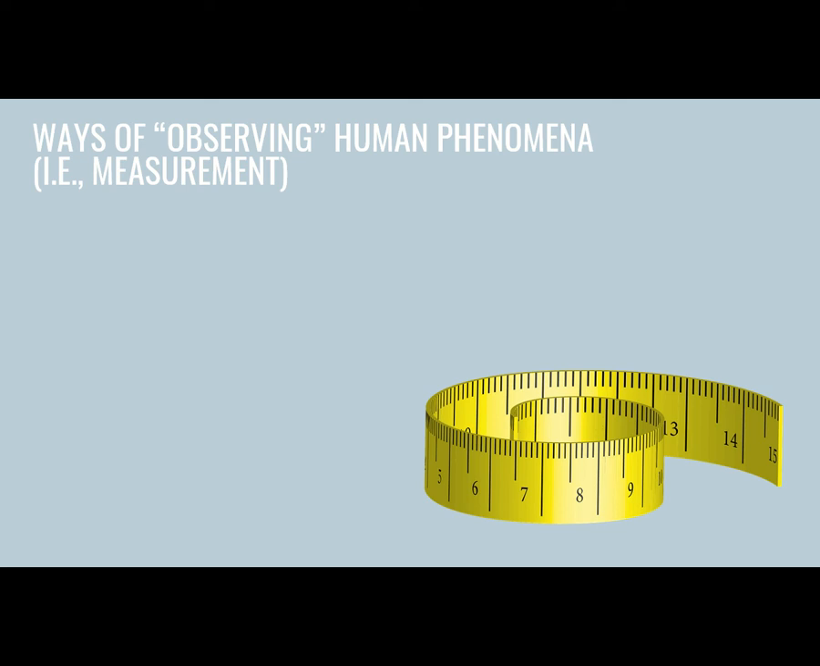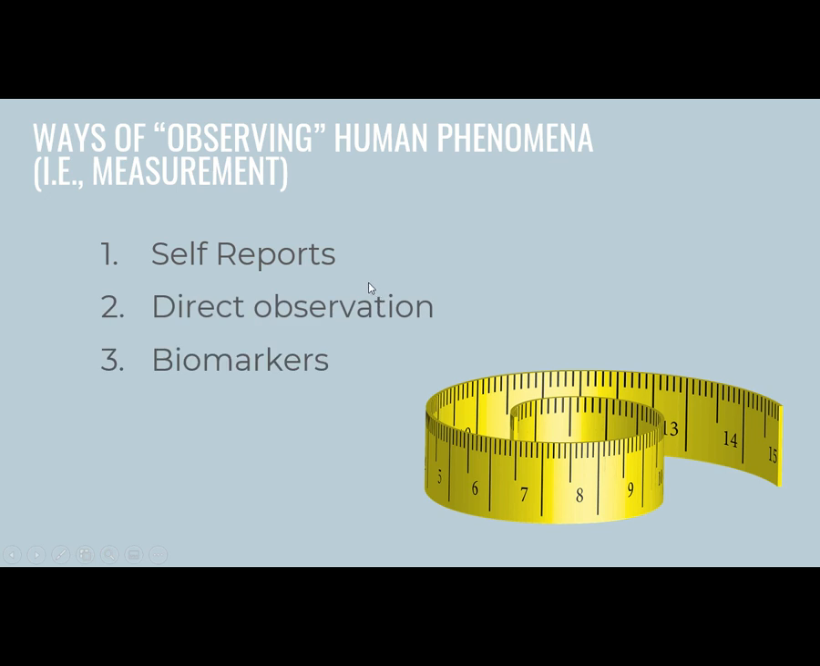In research, there are multiple ways to study human phenomena. The three main ways are self-reports, direct observations, and biomarkers. We will briefly discuss a few of the benefits and cons of each of these different methods.